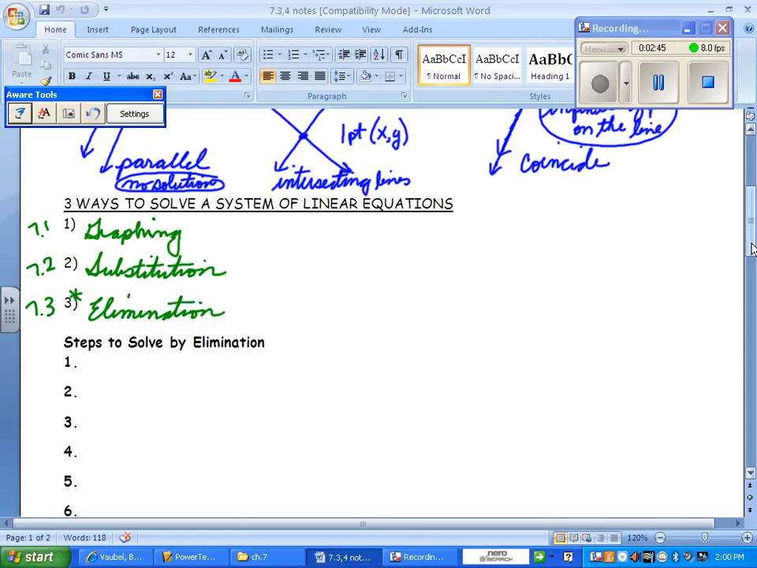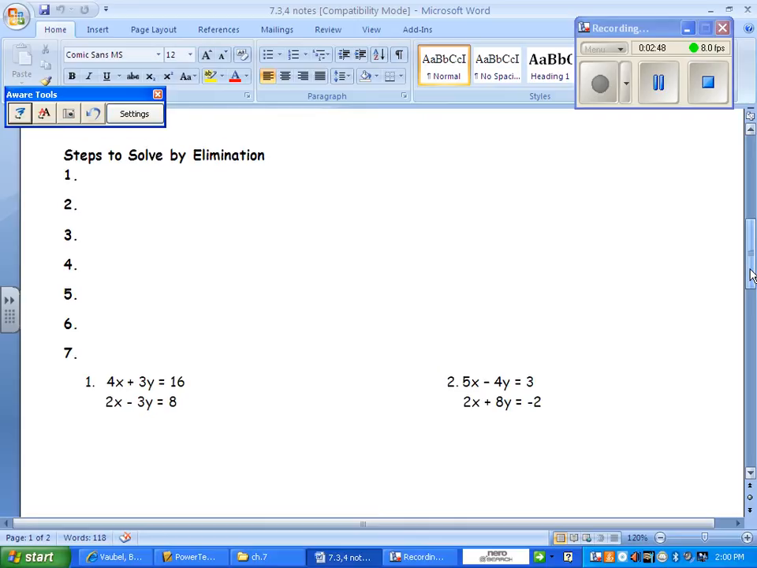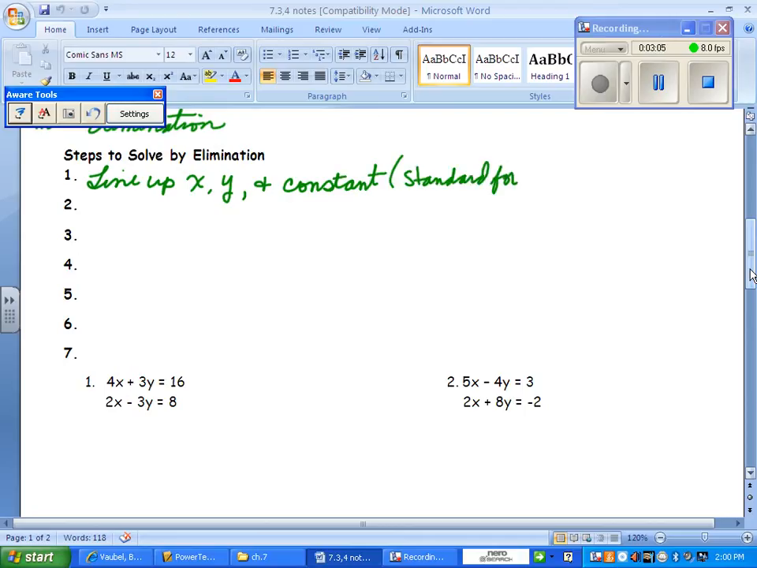Okay, here are your steps. First step for elimination is you're going to line up x, y, and your constant. So you're going to line up your x, your y, and the constant, which will be in standard form. And standard form looks like this: ax plus by equals c, your constant. So all equations should line up that way. So move them, do the algebra to get them into standard form.